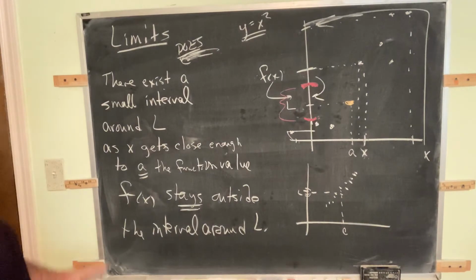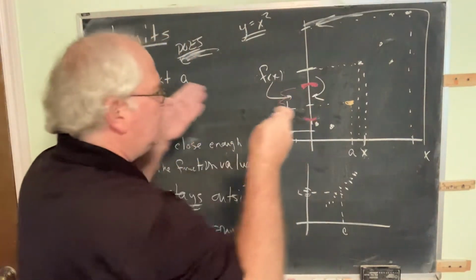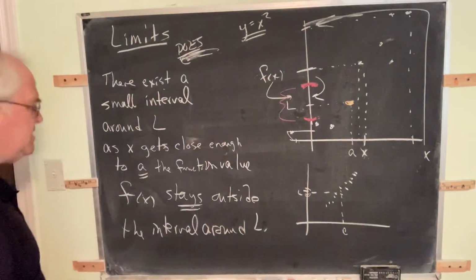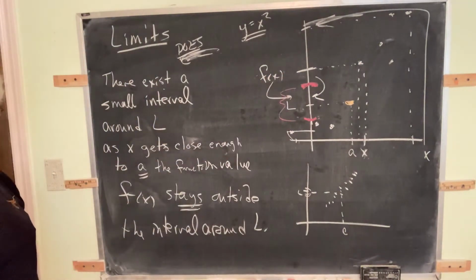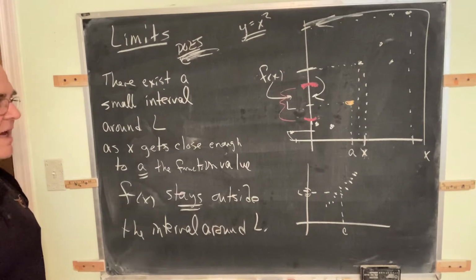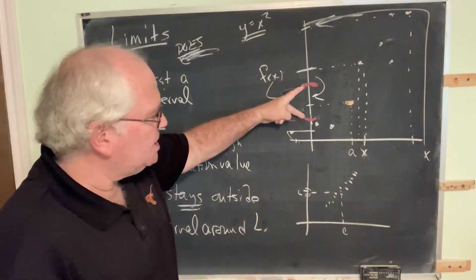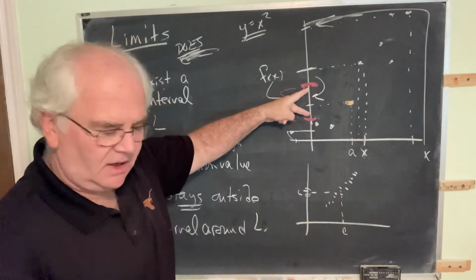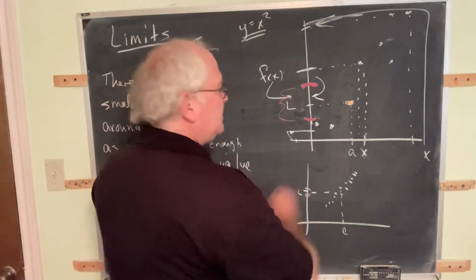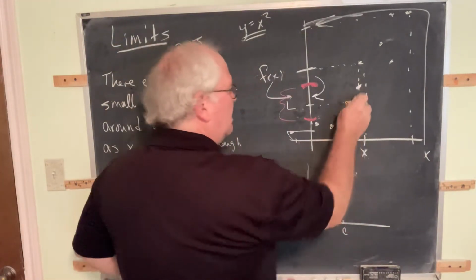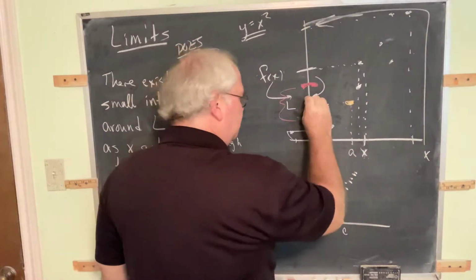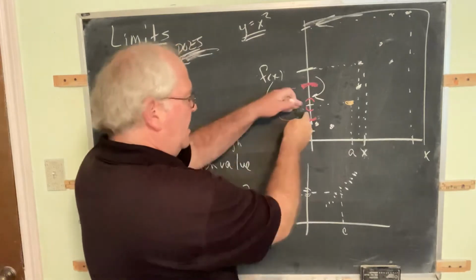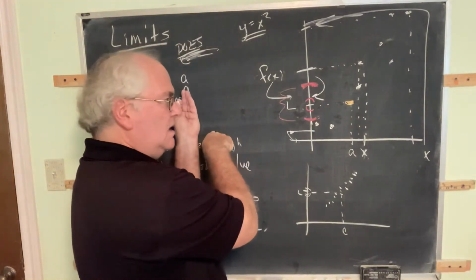What does it mean if this does not occur? That means no matter how small I get, the function values do get inside of here. Well, what does that mean? Well, if this function value is inside of here, look, there still can't be a gap, because then I could choose an even smaller interval, and then I'm in the same thing.